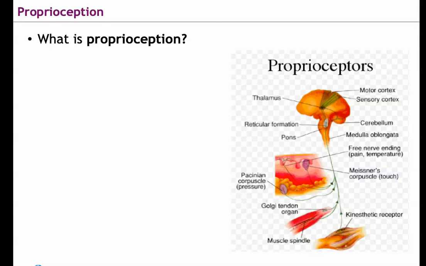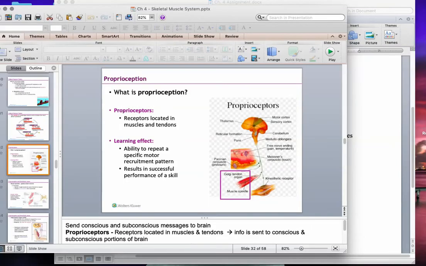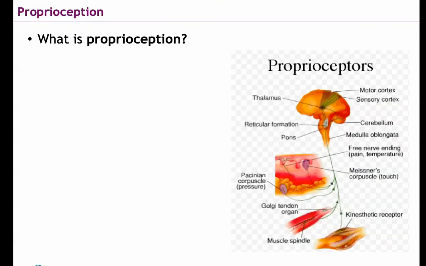Okay, so proprioception. What is proprioception? This is how the body senses where it is in space, in the sense of our neighboring body parts. So it's just being able to know where your arms and legs are without having to look and see where they are. You just know where they are. That's what our proprioceptors are for.